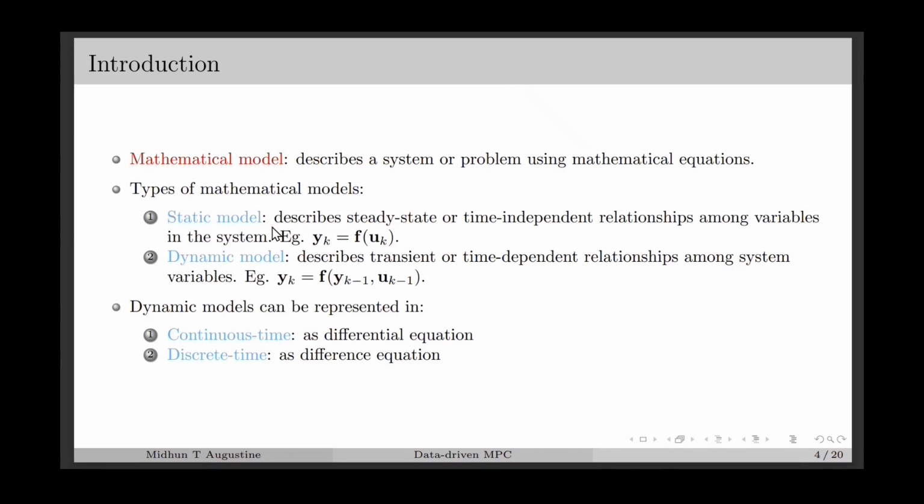In a static model, all the variables in the model are defined at the same time, as shown in this example, where the current output yk depends on the current input uk. Whereas in the case of dynamic models, the current output can depend on the past outputs and inputs, as shown in this example, where the current output yk depends on the past output yk minus 1 and the past input uk minus 1, and it can also depend on previous outputs like yk minus 2, uk minus 2, and so on. In this lecture series, we are only focusing on dynamic models, which are normally used in control systems.